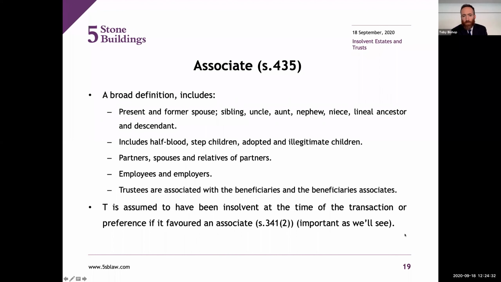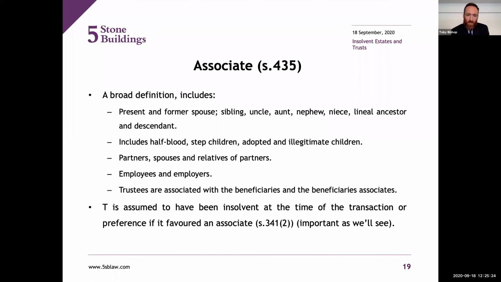So an associate is a very wide term in this context. It includes present and former spouses, siblings, uncles, aunts, nephews, nieces, parents, grandparents, children, grandchildren, great-grandchildren. It includes people who are related by half-blood, stepchildren, adopted and illegitimate children. It includes professional partners, the spouses and relatives of partners, employees, employers, and trustees are associated with the beneficiaries of the trust, and with the beneficiaries' relatives and associates. So it's almost at each stage that the category is doubled, because it is the associates of all of these people as well.